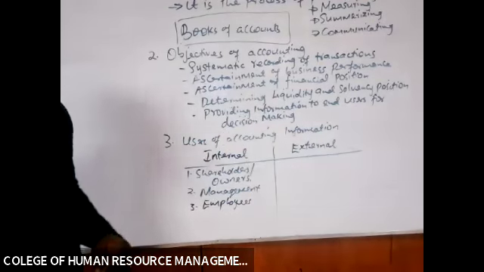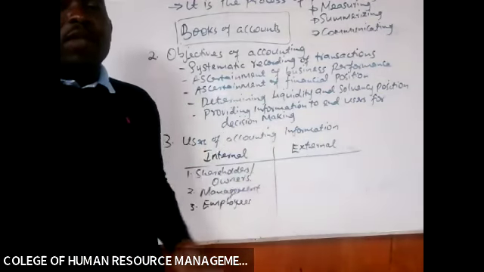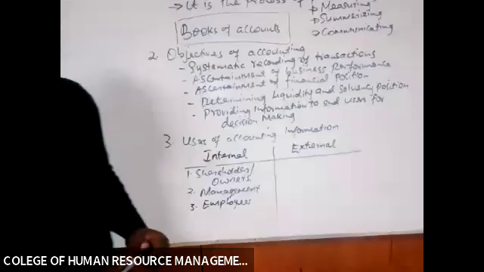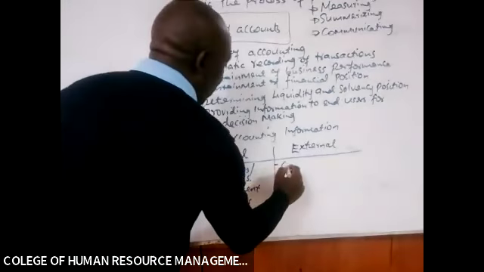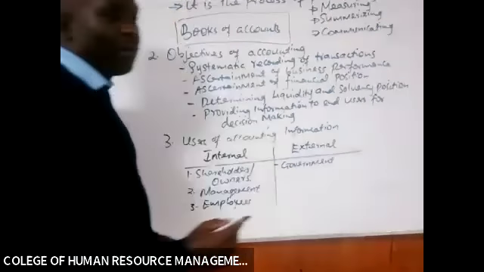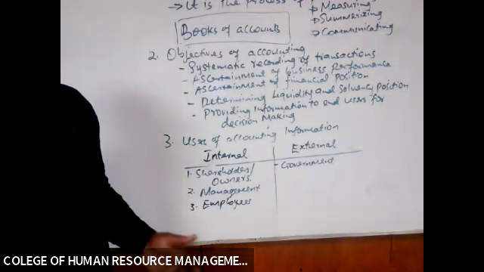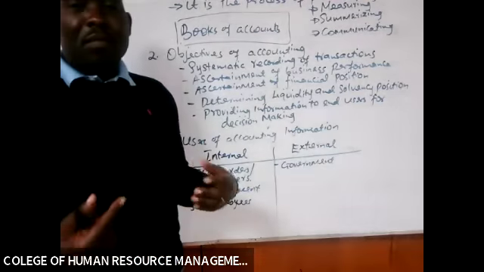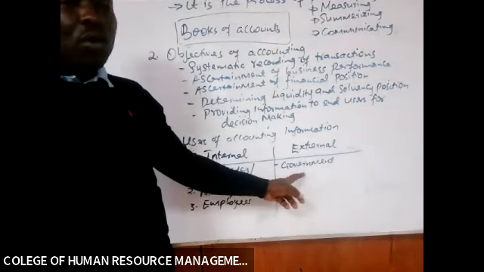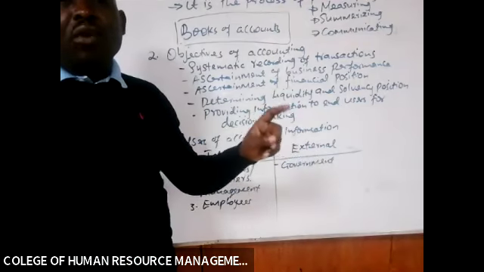Then on the other side, we have the external users. Those are parties or individuals who are outside the business entity. They include, number one, the government. Businesses operate in an environment that is regulated by the government. The government demands taxes from the businesses. So the government will also be reading the books of accounts of business organizations, one, for taxation purpose.